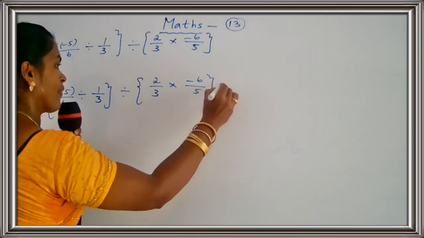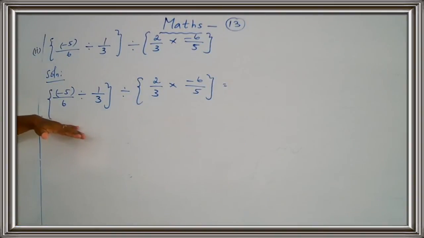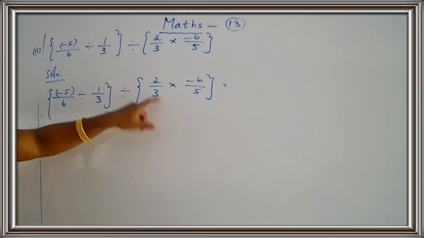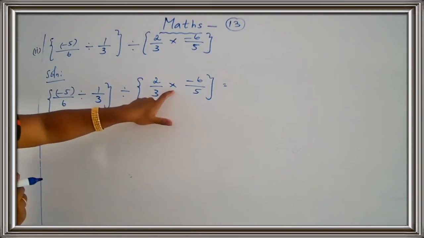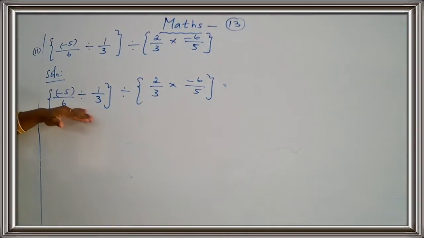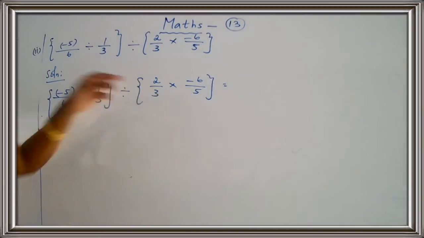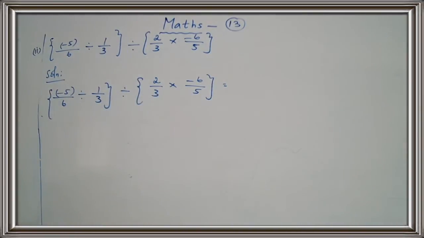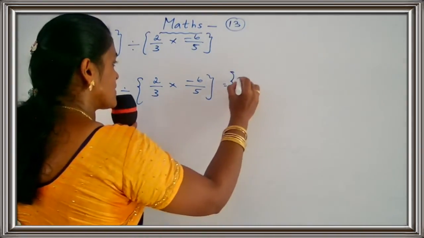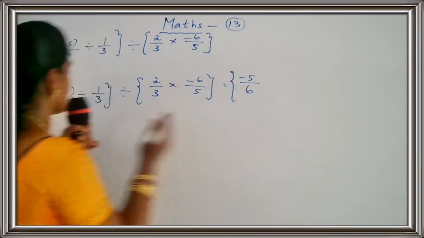So first bracket, minus 5 upon 6. You see here division. So in division, we have to change the sign. Yes, children? So multiply the dividend by the reciprocal of the divisor. Okay. So minus 5 upon 6, division sign into multiplication sign. So that time you put the reciprocal of 1 upon 3. What is the reciprocal of 1 upon 3? 3 upon 1. Okay. The reciprocal of 1 upon 3 is 3 upon 1, divided by the next bracket, is a multiplication only. Okay.